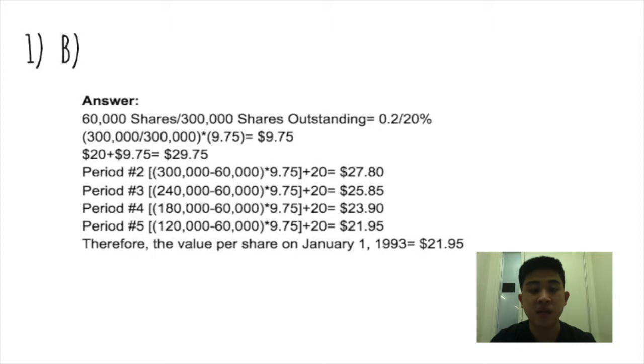As you can see in the slide, I calculated the rest of the periods up to period 5, and therefore the value per share on the 1st of January is $21.95.